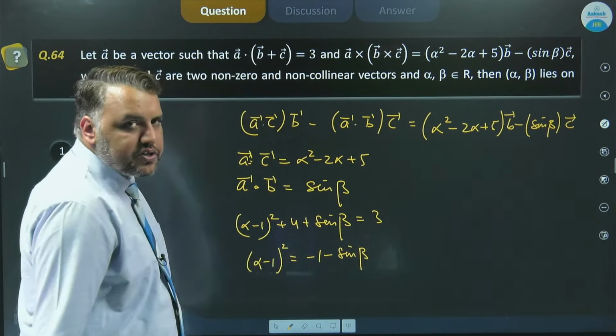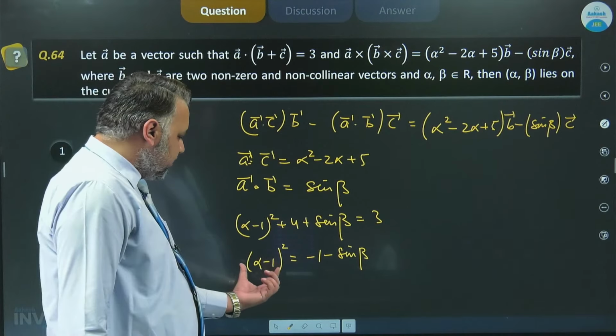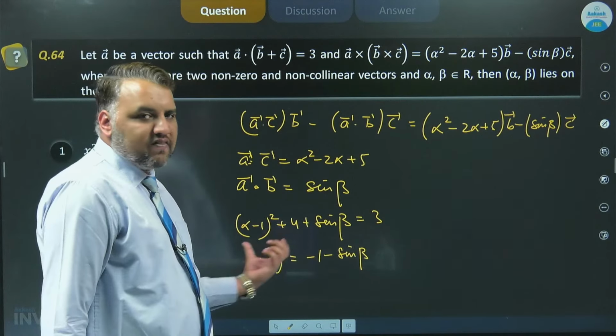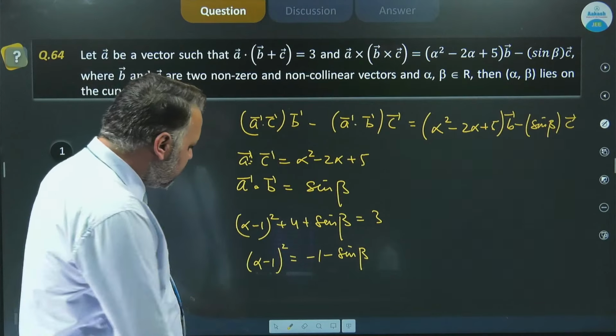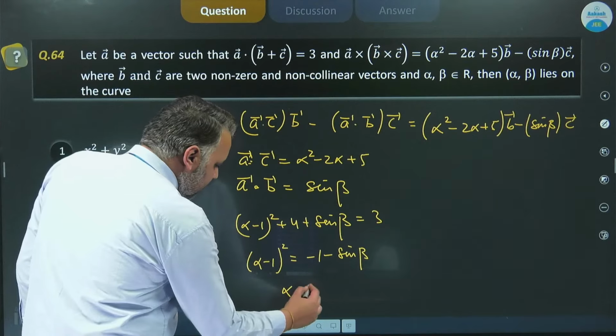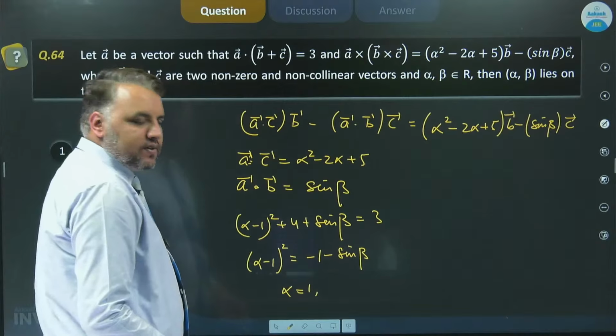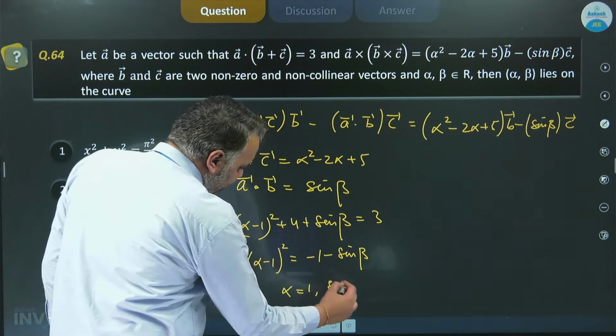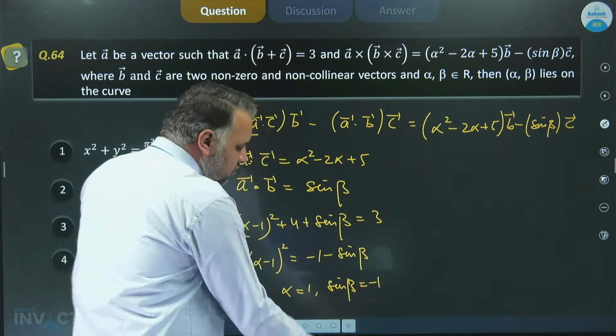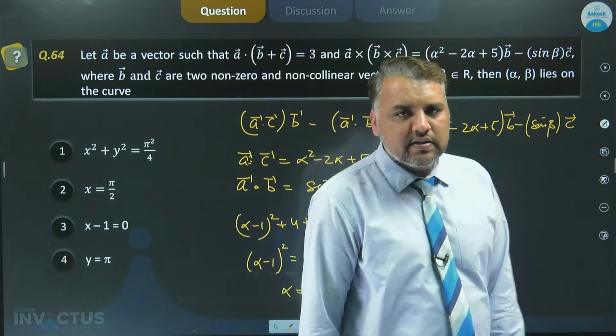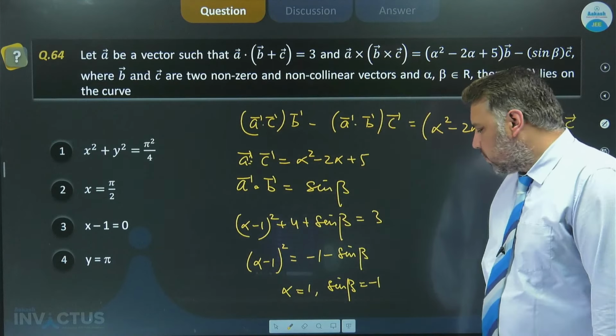Using the boundary condition, we can comment that this will be 0 and this will also be 0. Otherwise, this equation will not hold. So alpha must be equal to 1 and sine beta must be minus 1. So we can calculate the general solution of sine beta as 2n pi minus pi by 2.